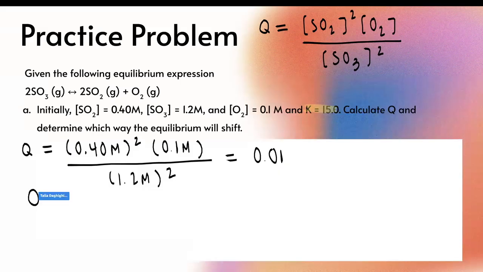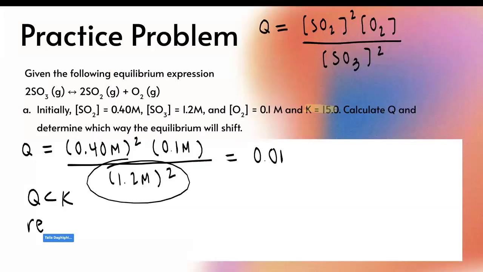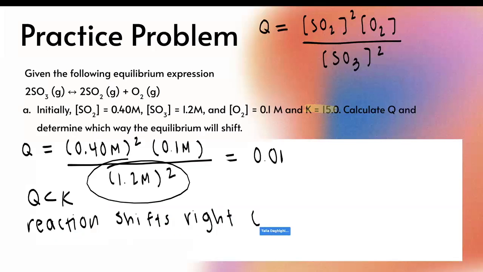So we have Q is less than K, which means we have too much on the reactants, and our reaction is going to shift to the right or to the products. Going to shift to the right, make more products, and the goal is going to be to increase the value, so to add more to the numerator, and the products are on the numerator. So if we make more products, we are going to have a larger value and eventually reach equilibrium.